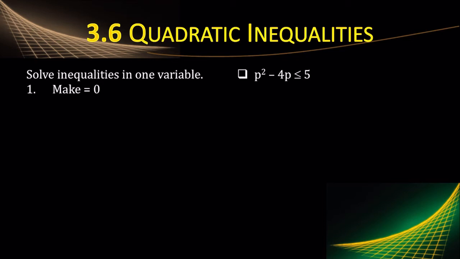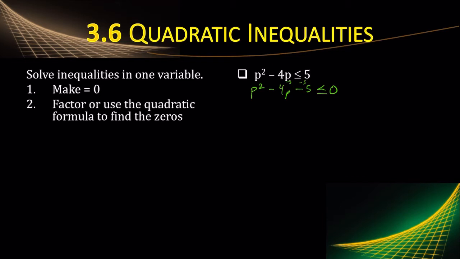So to do that, we'll subtract 5 from both sides. And then we're going to factor or use the quadratic formula to find the zeros. So let's try factoring.